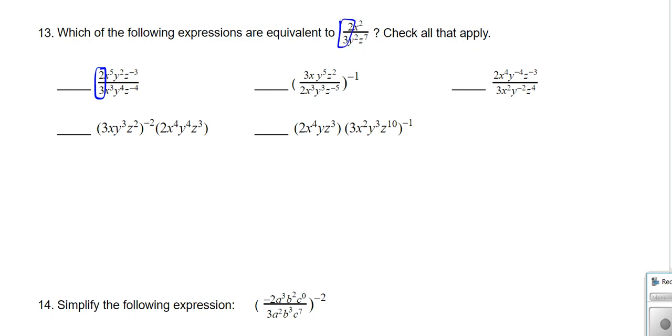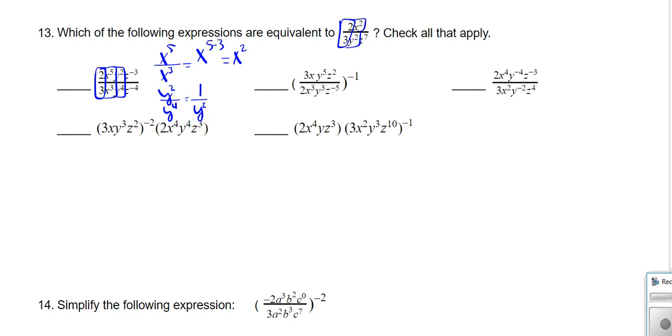2 thirds. Then we look at the x's, x to the 5th over x cubed. Okay, that's x to the 5 minus 3. Those are equivalent, so it's just x squared. So that part we have here. Then we look at the next part. We have a y squared over y to the 4th. So that is 1 over y squared, or a y squared in the denominator. Okay, so we have that piece as well.